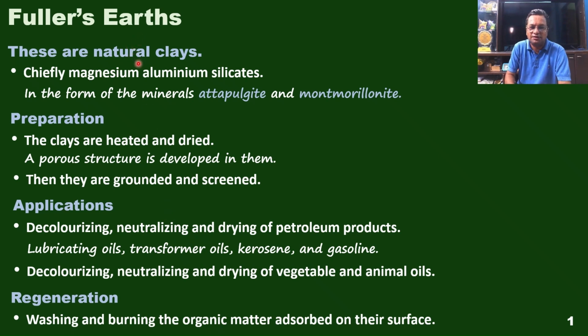So Fuller's earths are basically natural clays, chiefly magnesium aluminum silicates, present in the form of minerals attapulgite and montmorillonite, and they have to be prepared in order to make them suitable. How is the preparation carried out? The clays are heated and dried. Due to this, a porous structure develops in them, and then they are ground and screened, and then used in the adsorption operation. You can regenerate them by washing and burning the organic matter that has adsorbed on their surface. So this is all about Fuller's earths.